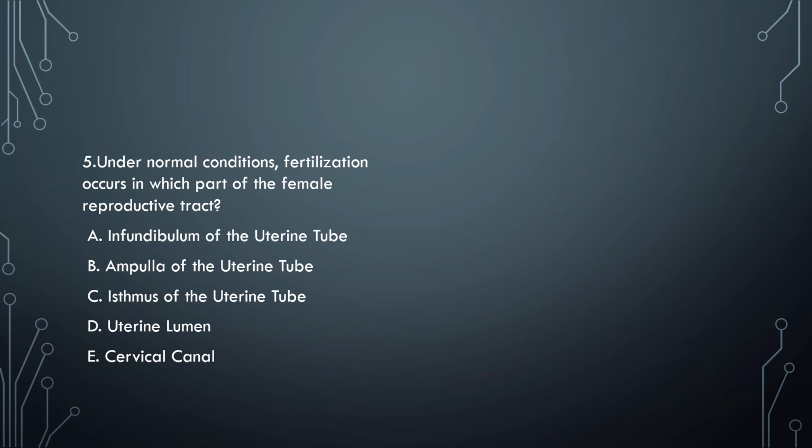Let's proceed to 5th question. Under normal conditions, fertilization occurs in which part of the female reproductive tract? Is it the infundibulum of the uterine tube, the ampulla of the uterine tube, the isthmus of the uterine tube, the uterine lumen, or the cervical canal? What is the correct answer? The correct answer is B, the ampulla of the uterine tube.